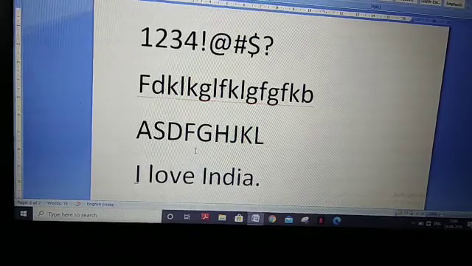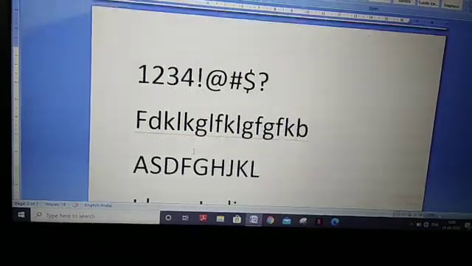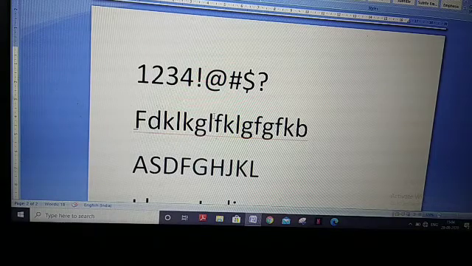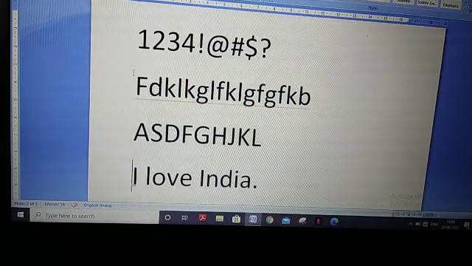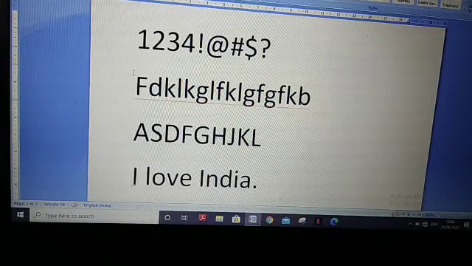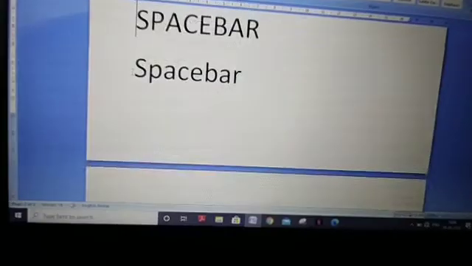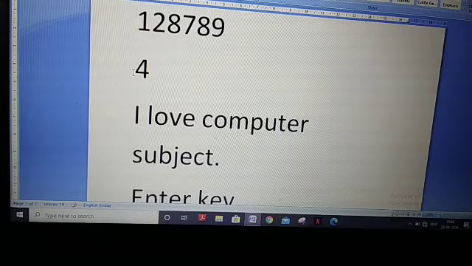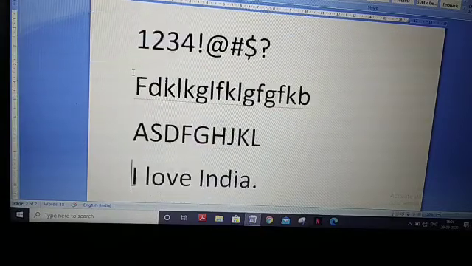Now, to move the page up and down. Children, you see, I typed here text in two pages. You can see the pages. This is the first page, and this is the second page. From here I had started the first page.